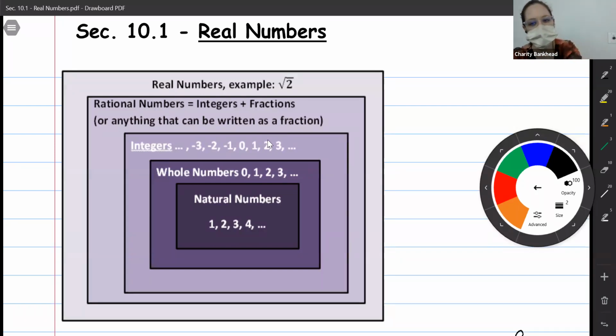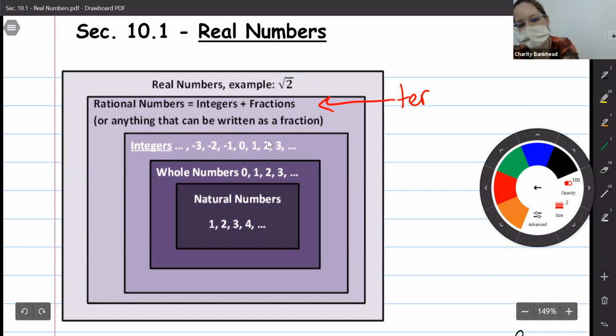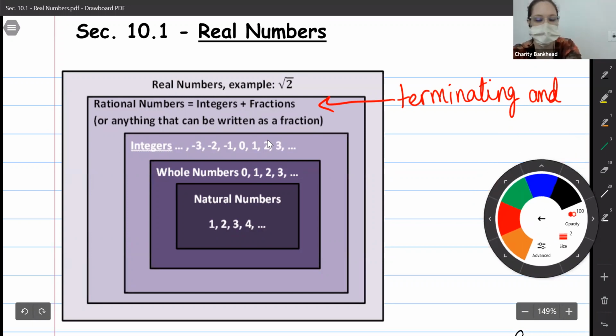So any terminating decimal is a rational number. That means if it's a decimal that doesn't go on forever. Also, any repeating decimal is going to be a rational number. So if it's 0.333333 and it repeats forever, well, that's also known as 1/3, which is a rational number.